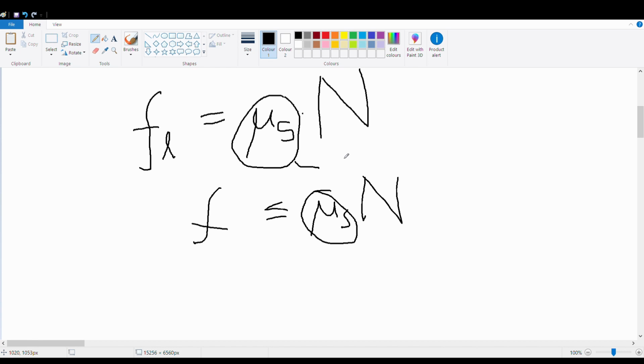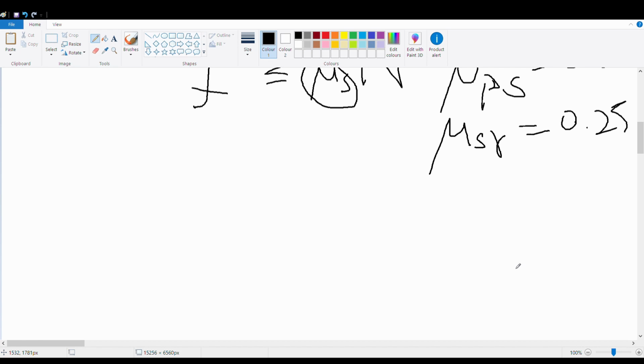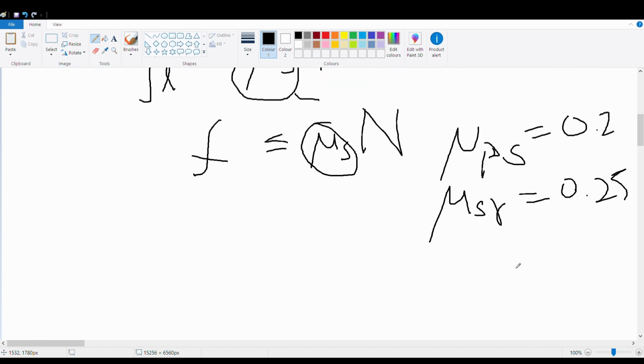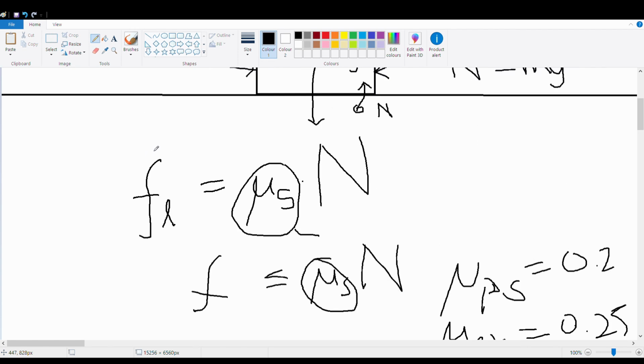For example, μ for plastic and steel might have a value of 0.2, while μ for steel and rubber might have a value of 0.25. It varies, and we have no way to know exactly what this value is without determining it experimentally. So the question is, how does one go about determining this value?